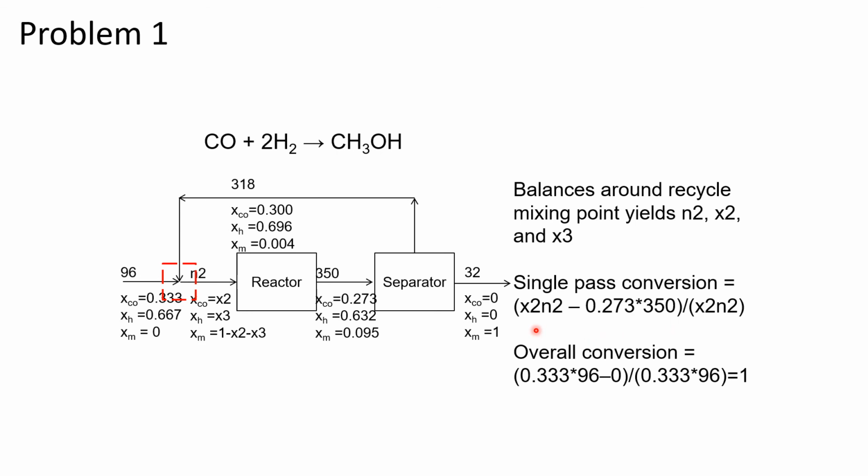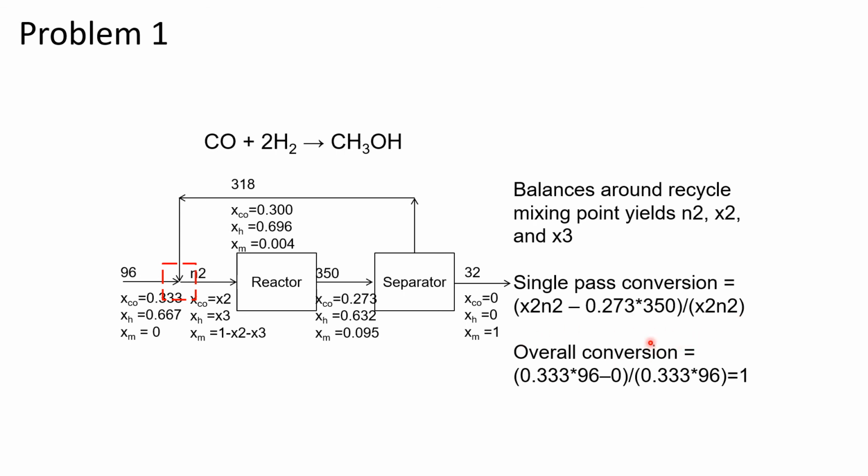A single pass conversion is equal to, and we're going to calculate this in terms of the single pass conversion of CO, the amount of CO that enters the reactor. The amount of CO that enters is X2 times N2. And we're going to subtract from it the amount that exits, which is 0.273 times 350. That's the amount that reacts. We're going to divide that by the amount that enters. So single pass conversion is N in minus N out divided by what goes in to the reactor.